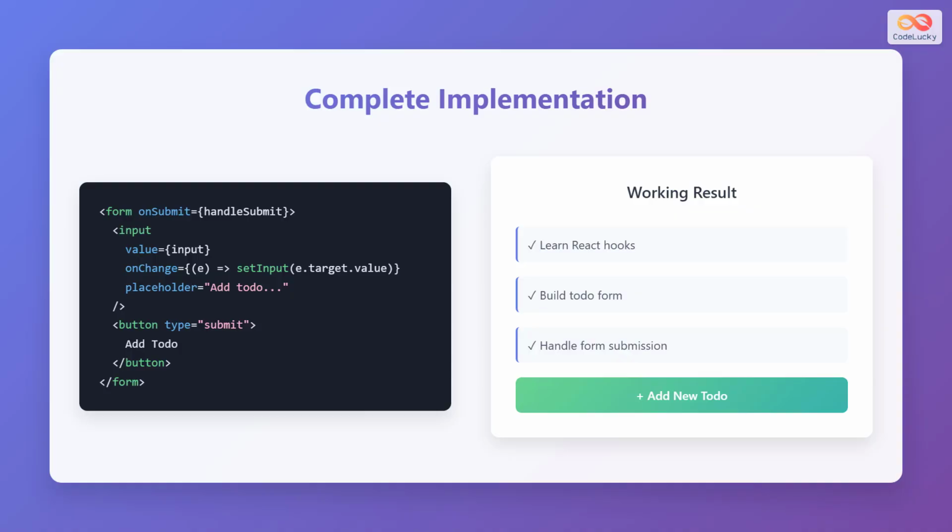Here's the complete implementation of the form. The form has an onSubmit handler, which is called when the form is submitted. The input field is bound to the input state variable, and the onChange event is handled by the setInput function. The button has a type of submit, which triggers the onSubmit handler when clicked. As a working demo, we have existing to-do items like Learn React hooks, Build ToDo Form, Handle Form Submission. Also, we have an Add New ToDo button to add items to the list.